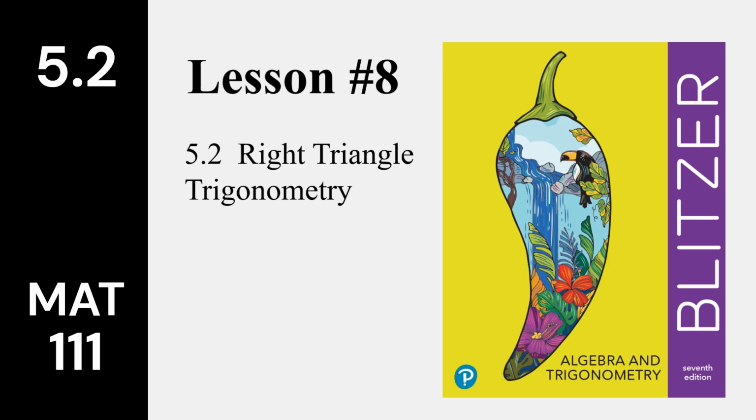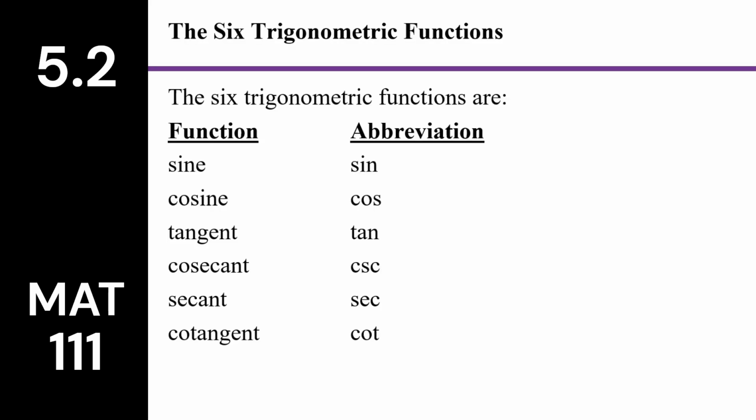Section 5.2, Right Triangle Trigonometry. There are 6 trig functions that we'll need to know: the sine, the cosine, the tangent, the cosecant, the secant, and the cotangent. Each of them is abbreviated with a 3-letter abbreviation. In fact, 5 of the 6 are the first 3 letters of the word. You'll need to be especially careful with cosecant because that one has a different abbreviation, CSC.